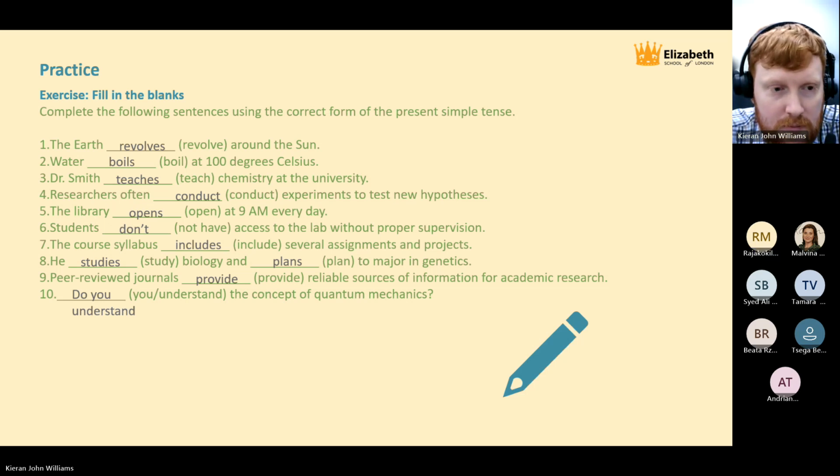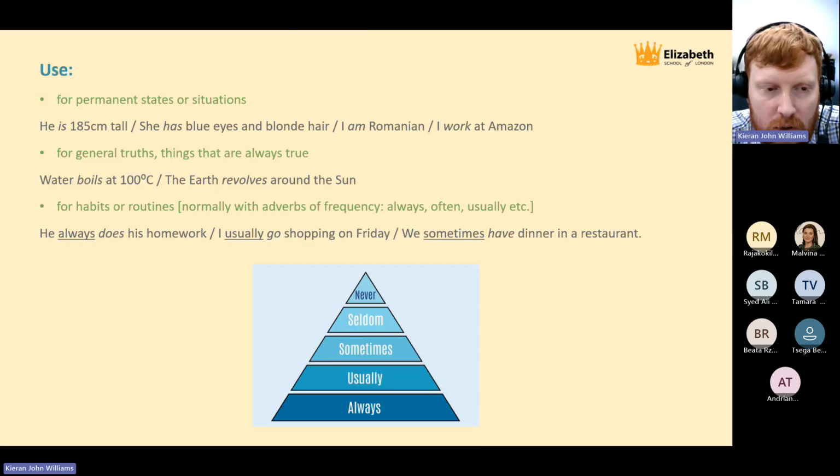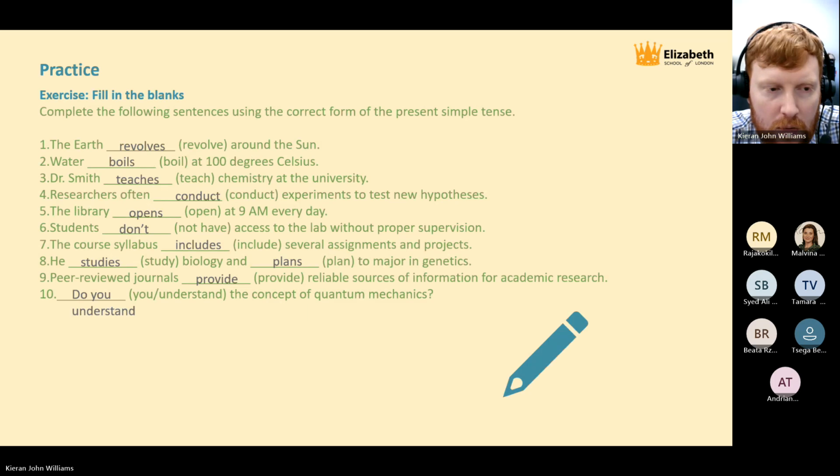Haven't. You could use haven't, but it is much more common to use the form don't or doesn't. So what do we think then? Does anybody have it in the chat? Don't have. Okay, don't. Very good. So students don't have access to the lab.